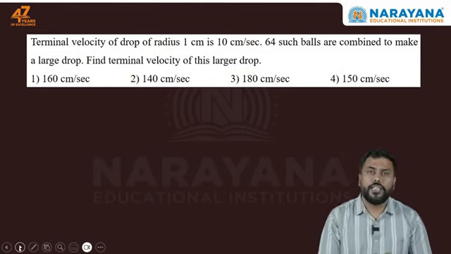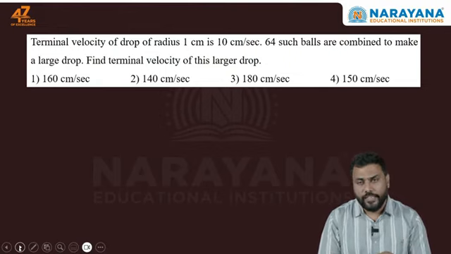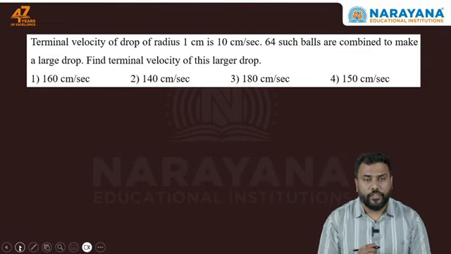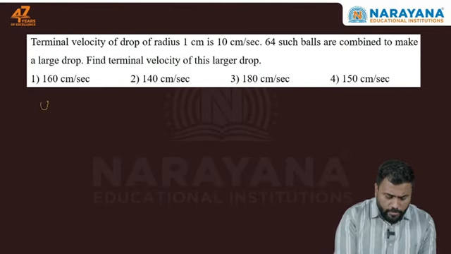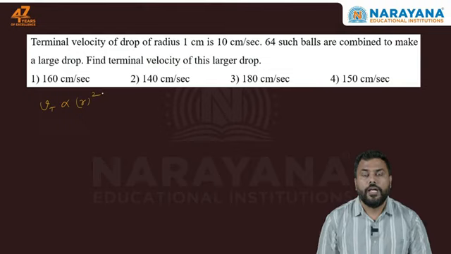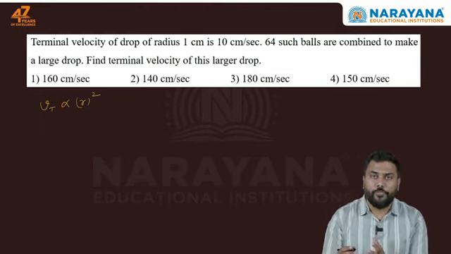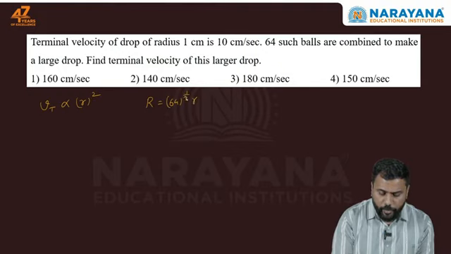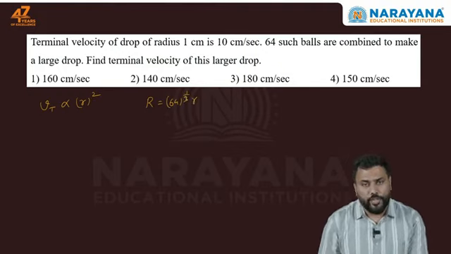The next question is an easy one. It is asking: terminal velocity of a drop of radius 1 centimeter is 10 centimeter per second. If 64 such balls are combined to make a larger drop, we need to find the terminal velocity of this larger drop. We know the terminal velocity expression, it is proportional to radius of the ball squared. Since there are 64 smaller balls or drops combining to create a bigger drop or bigger ball, the radius of the bigger ball should be given by 64 power 1 by 3 into radius of the smaller drop. This we are writing by volume conservation.